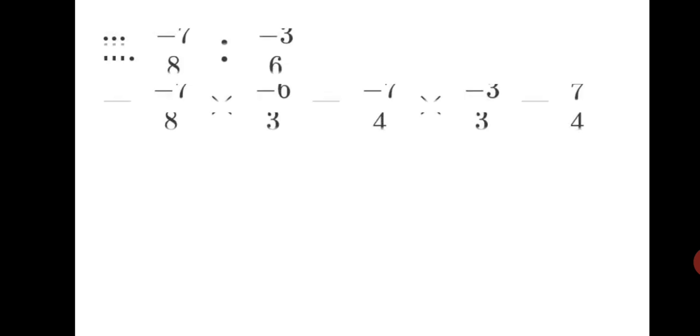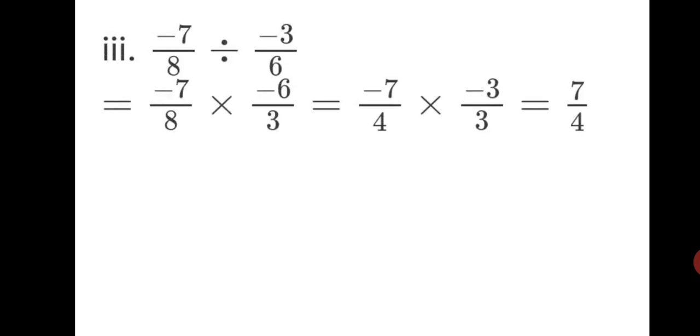Let's go to sum number 3. Minus 7 upon 8 divided by minus 3 upon 6 is equal to minus 7 upon 8 as it is. Division becomes multiplication. Minus sign remains in the numerator. 3 upon 6 becomes 6 upon 3.